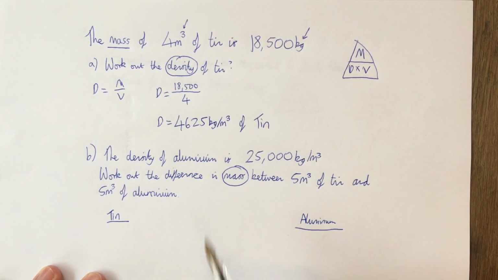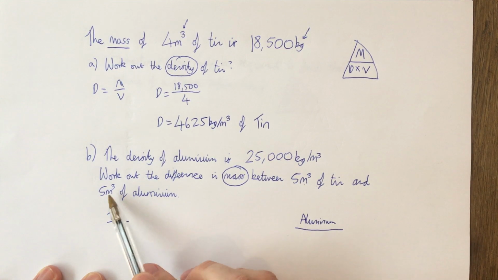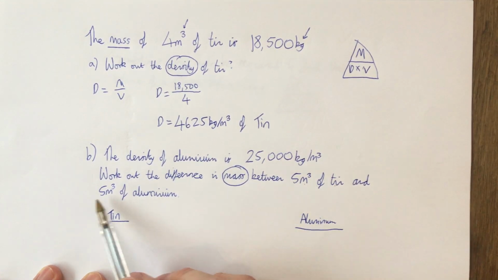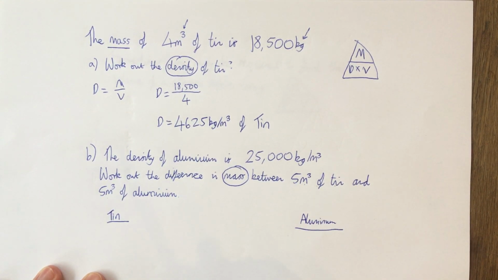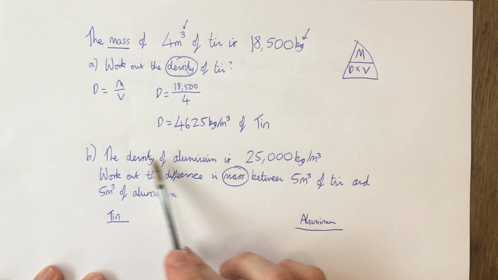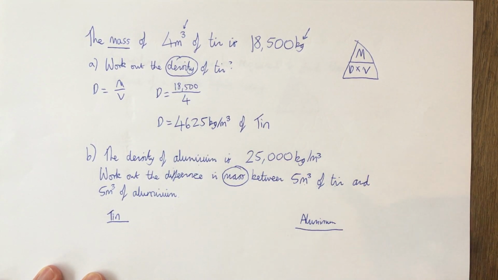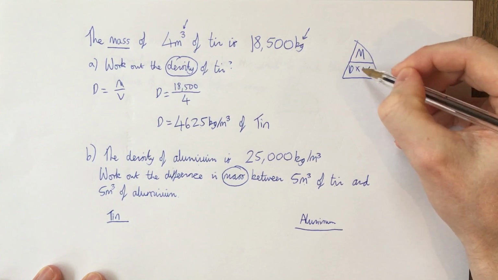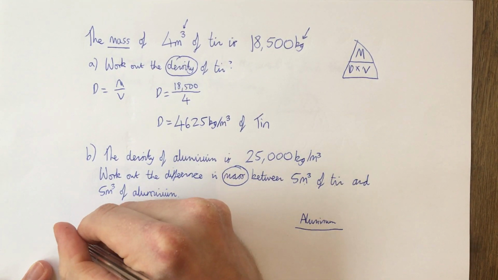Now, they've told us here that 5 meter cubed of tin and 5 meter cubed of aluminium, that's the volume for the tin and that's the volume for the aluminium. So they've given us the volume for the tin and the volume for the aluminium, and they've also given us the density of the aluminium, and we've just worked out the density for the tin. So we again can use this triangle here. It might be easier for us to write down what we know.